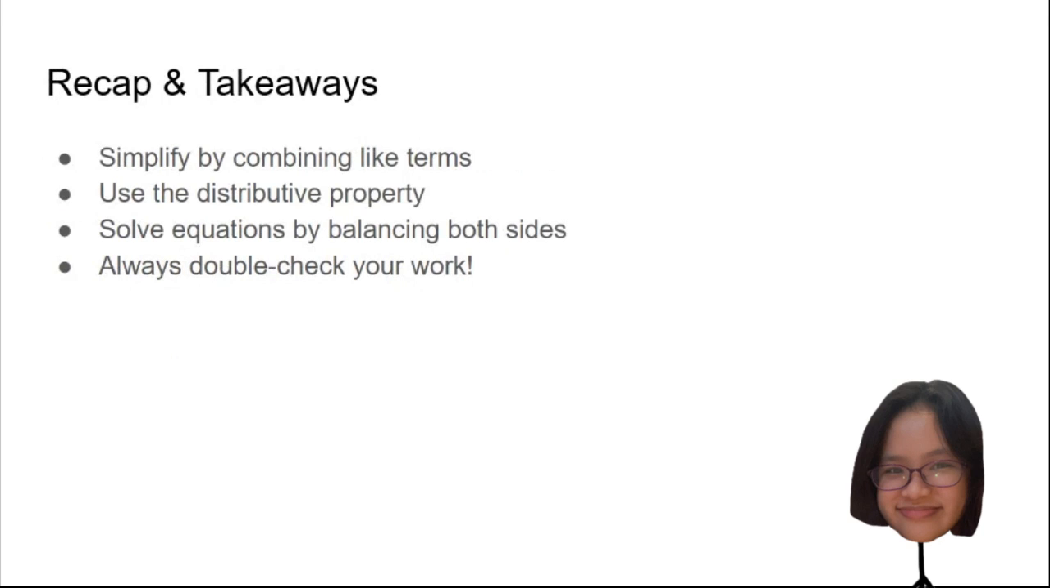So this is a recap and takeaway for it. Firstly, simplify by combining like terms, use the distributive property, solve the equations by balancing both sides, and always double check your work to ensure that you've done each step correctly. Now, this is very important so you do not make a mistake.